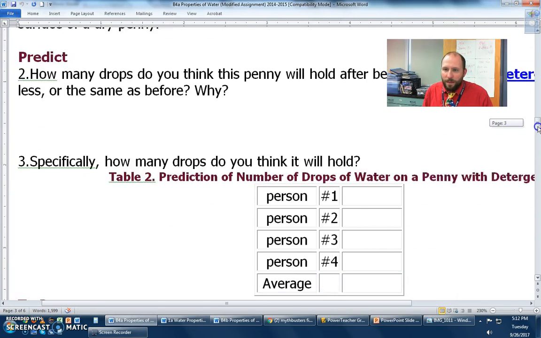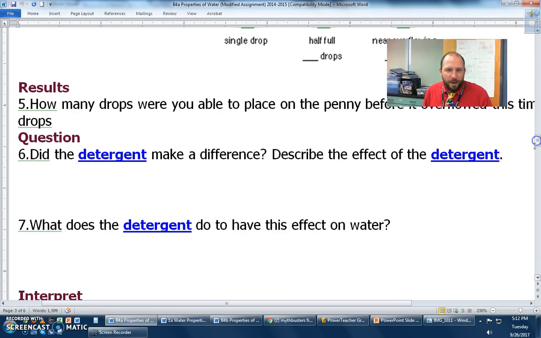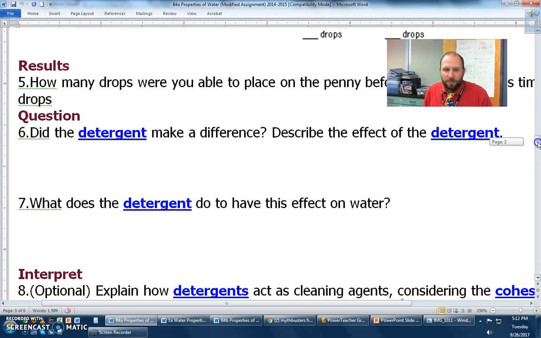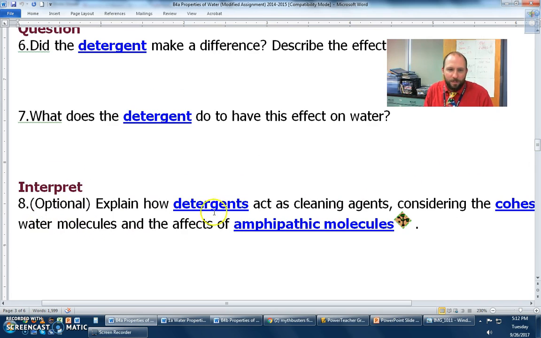All right. Then again, we've got an area for drawing, what you see with a single drop, half full of drops, and near overflowing with drops. You do have 2 questions at the bottom, numbers 5, 6, and 7. Do the best you can on making sure you explain what the detergent does. And then if you can, this optional part here, this amphipathic molecules.